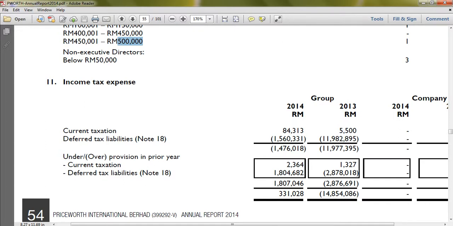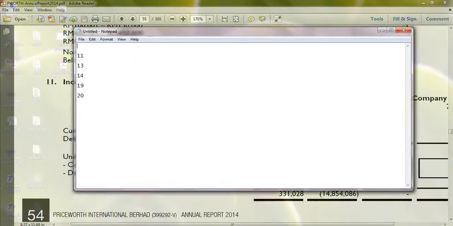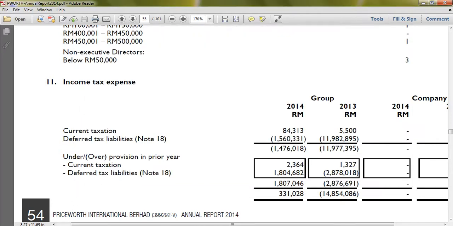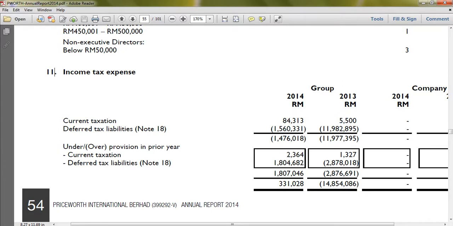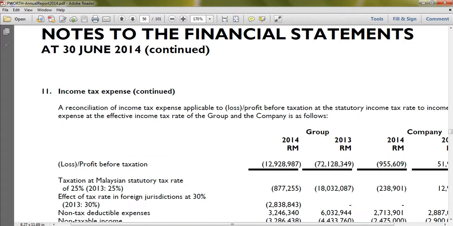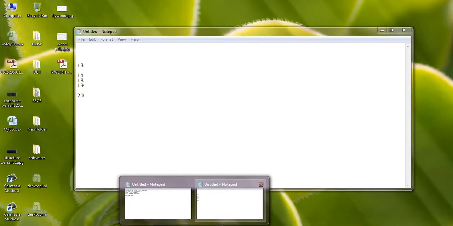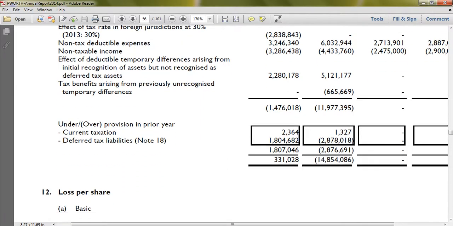Income tax expenses, current tax sections. This one we still need to look at Note 18 as well. Current tax sections, you can see this one. Sometimes I'm also not very familiar with this, but just have a look at why it looks like this, the reason how come it still has some positive figures. So for this case, you just need to go to Note 18. Before that, you go to Note 13 first.